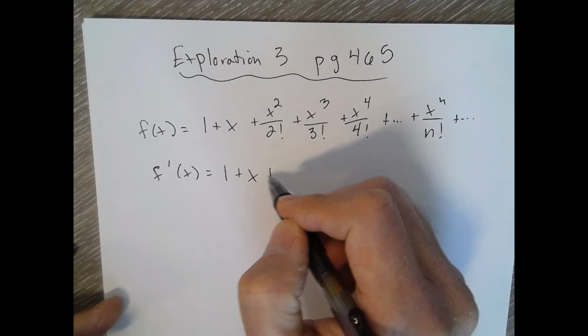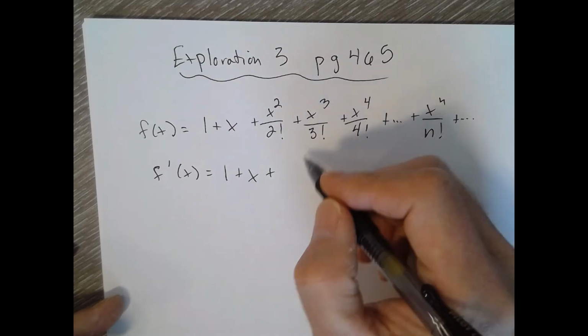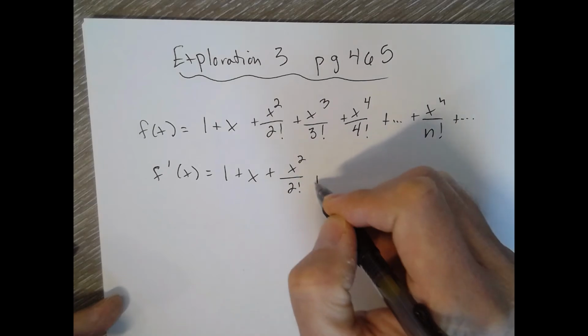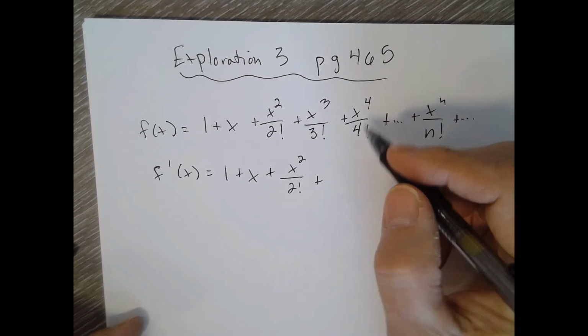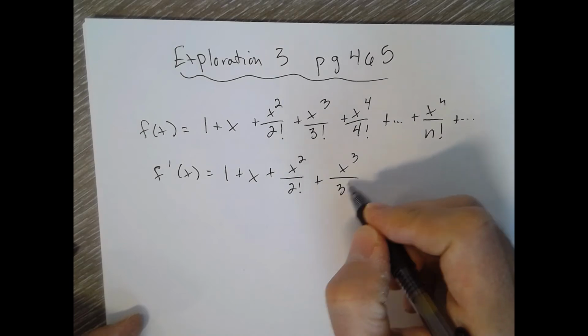Plus the derivative of x cubed over 3 factorial, which gives x squared over 2 factorial. Plus the derivative of x to the 4th is x cubed over 3 factorial, as the 4's cross off. Well, this is starting to look familiar.